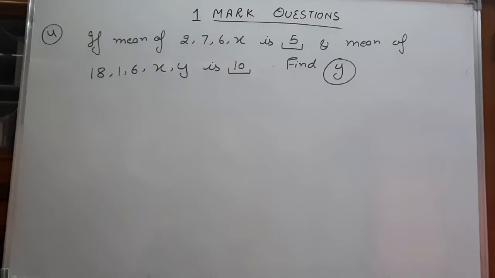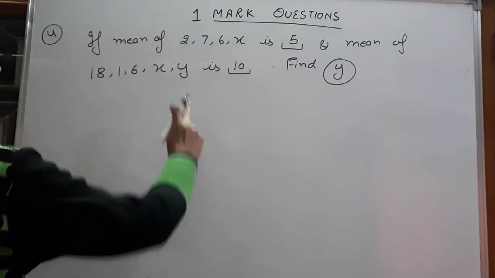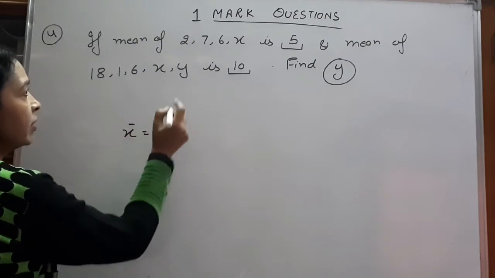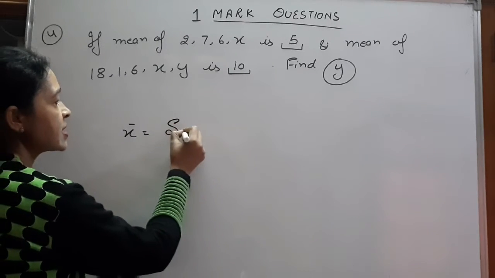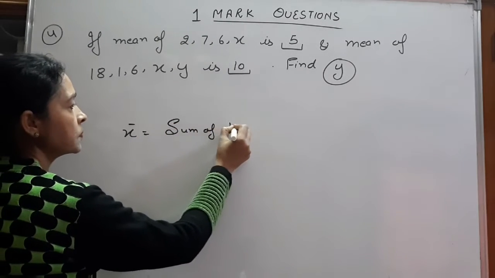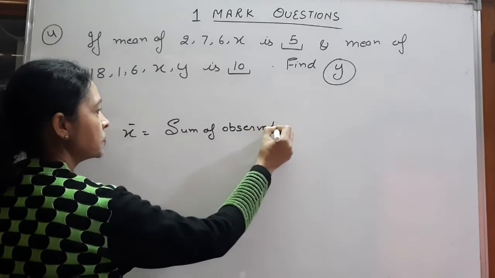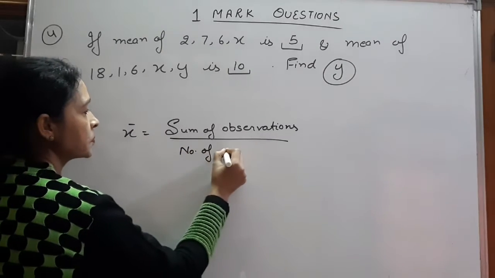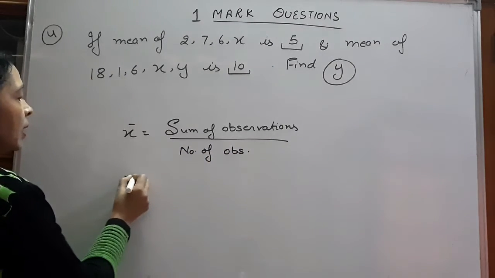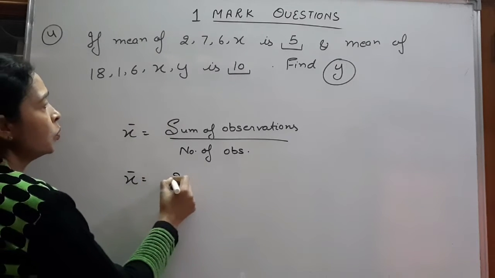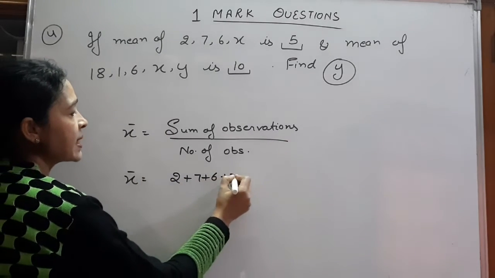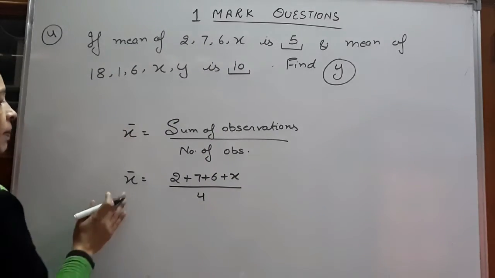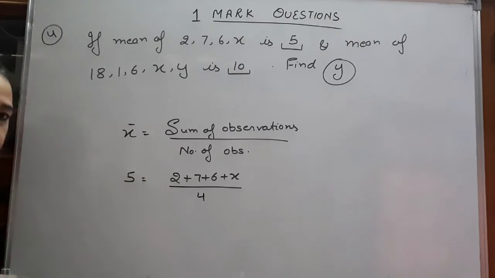If the mean of 2, 7, 6 and x is 5, we have 4 terms and the mean is given as 5. What is mean? Sum of observations upon number of observations. Our mean is 5. 2 plus 7 plus 6 plus x, 4 terms are given, upon number of terms which are 4. And the mean is given, which is equal to 5.